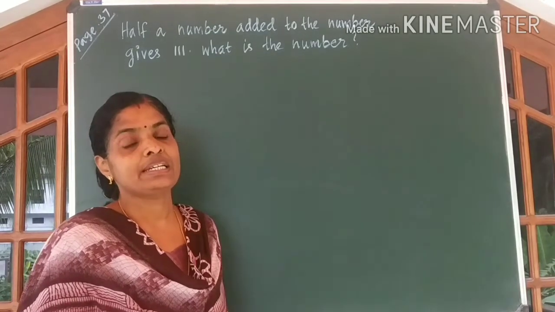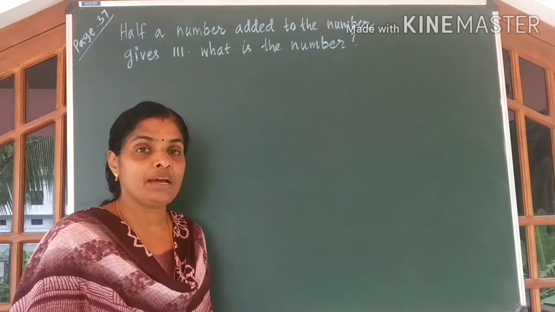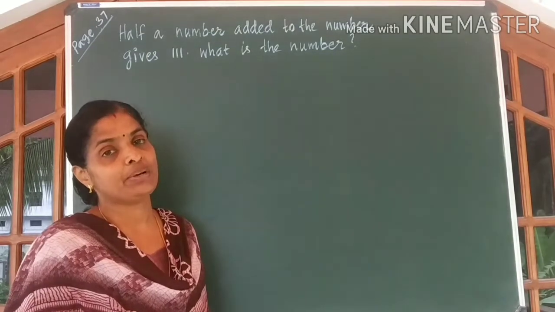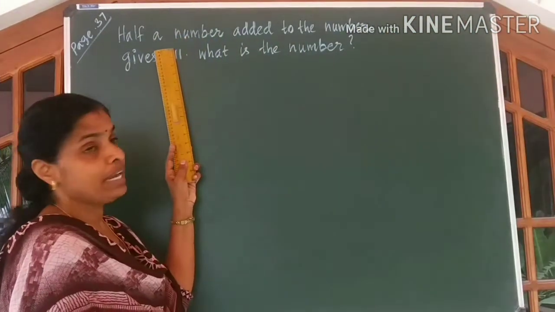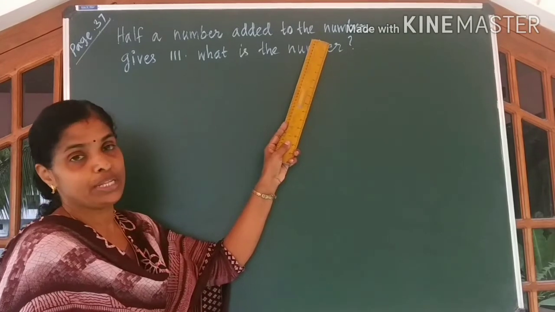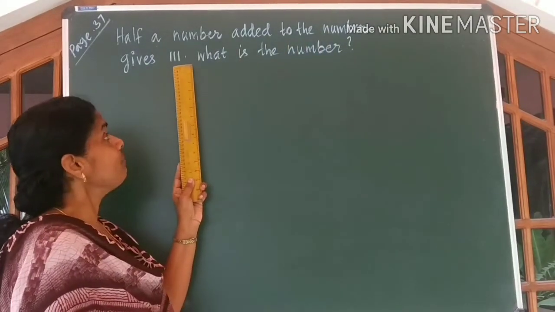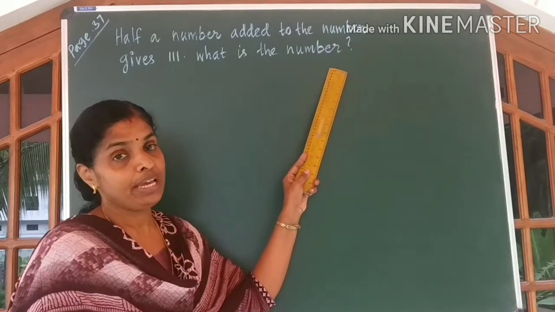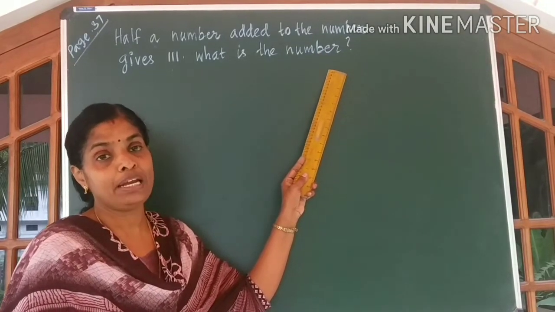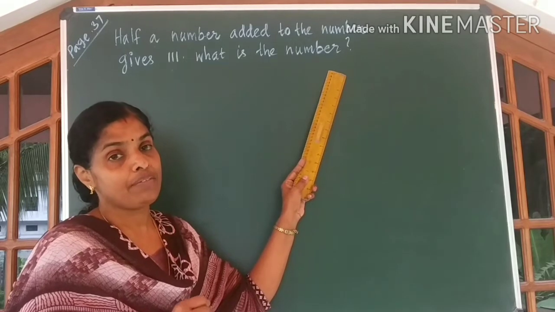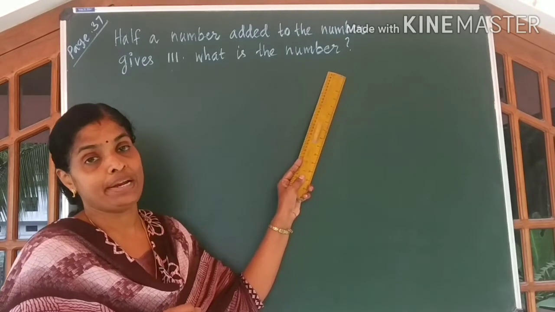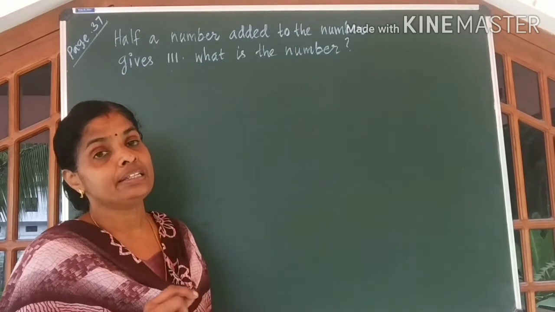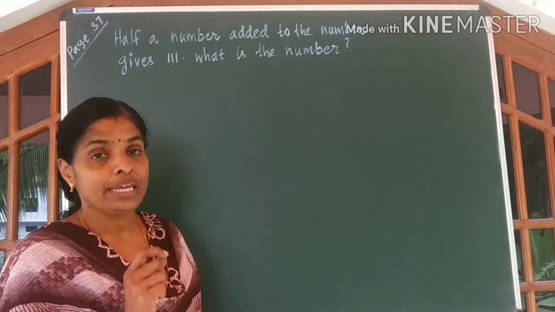Today I am discussing problems in page number 37. Look at the question. Half a number added to the number gives 111. What is the number? We have no idea about the number, so we use a variable to denote the number. Let us consider the number to be equal to x.